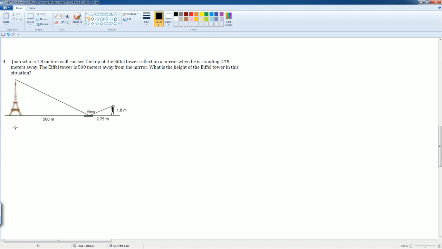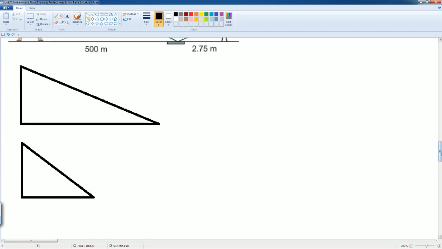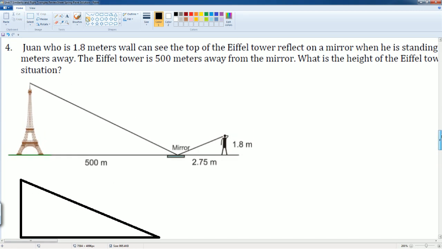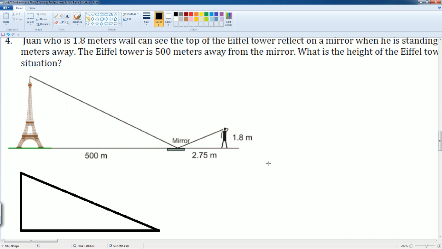So what we're doing is we're setting up two triangles. The first one is going to be the Eiffel Tower scenario, and then the other one is going to be Juan's point of view. So this is going to be the tower. We don't know its height, so we can just use h there, and we know its base or its distance is 500 meters.